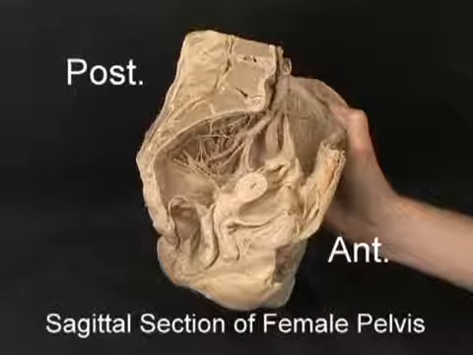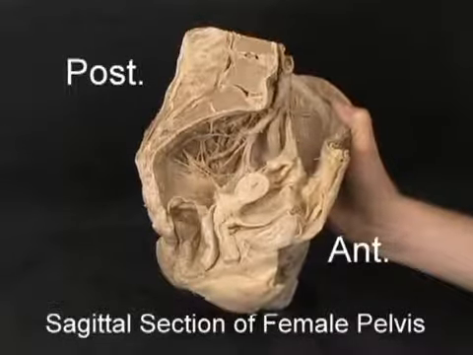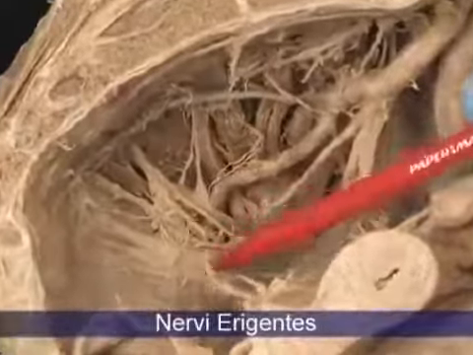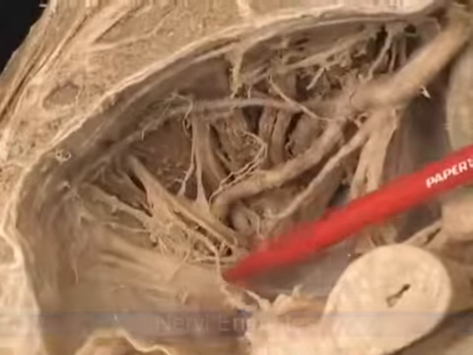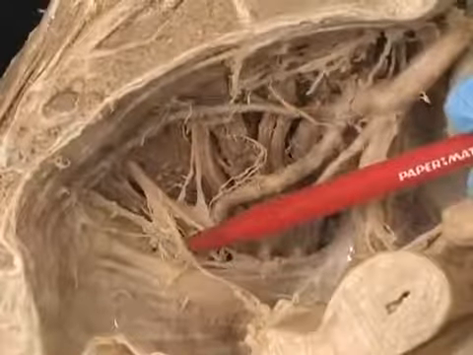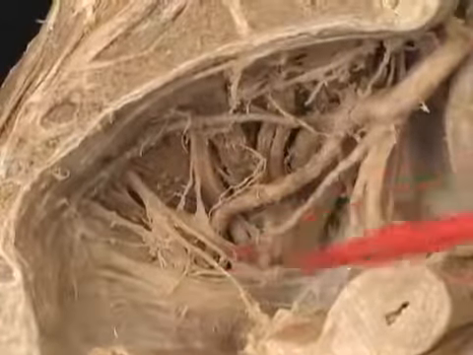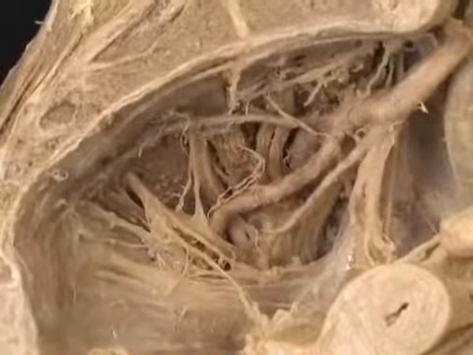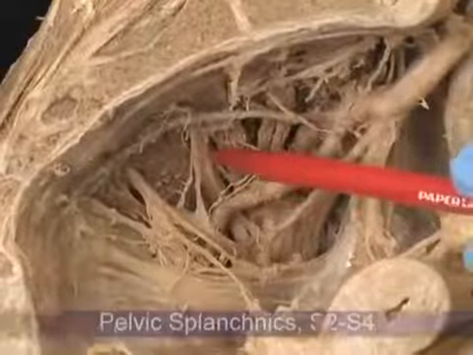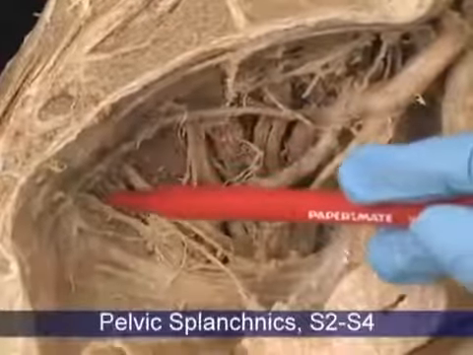Let me demonstrate the pelvic splanchnic nerves on this pelvic model. The pelvic splanchnic nerves are sometimes referred to as nervi erigentes. These are very special because they are the only splanchnic nerves that carry parasympathetic nerve fibers. Another important feature I would like to show you is that these nerves do not originate from the sympathetic trunk, but rather from the ventral rami of S2, S3, and S4.